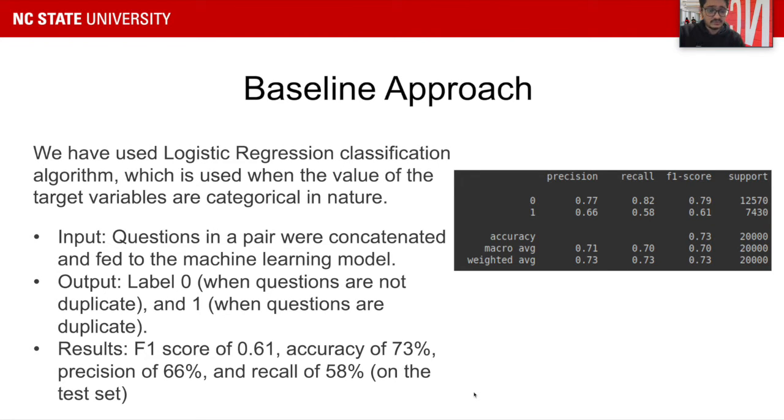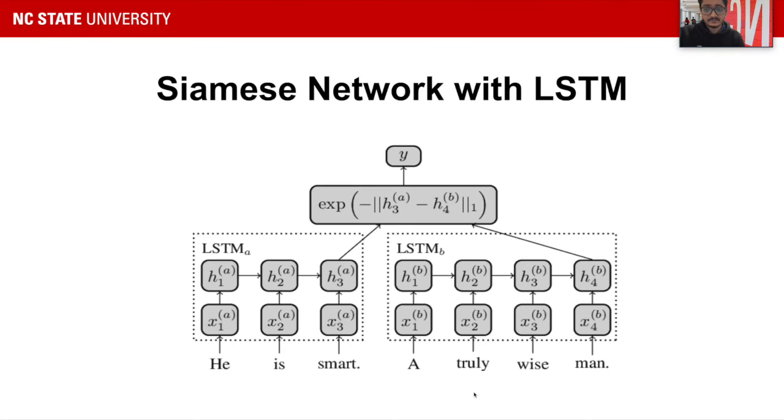As our baseline approach, we used a logistic regression classifier. As an input to the logistic regression classifier, we concatenated the two questions and inputted them into our model. After training, we achieved an F1 score of 0.61 and an accuracy of 73%. This was okay-ish as we were trying to get a reasonably higher score, but this was good as per our baseline approach.